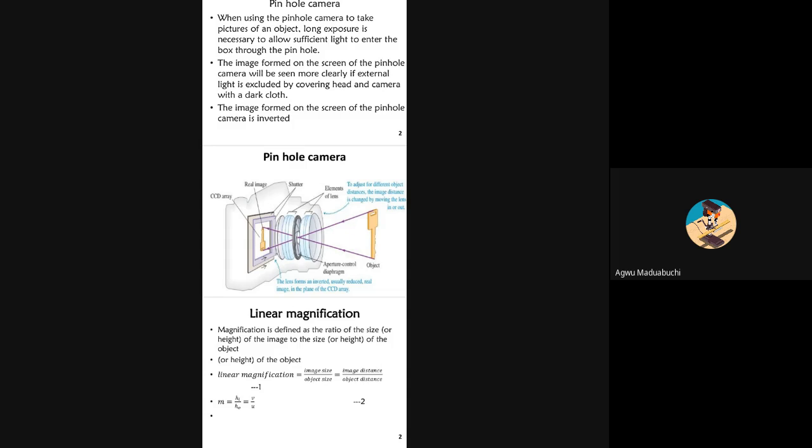Magnification is defined as the ratio of the size or height. So please pay attention to the definition of magnification. What comes first is the image. So image size over object size, or image distance over object distance. Is that taken? So very good. All right. So we can move on to the next one.